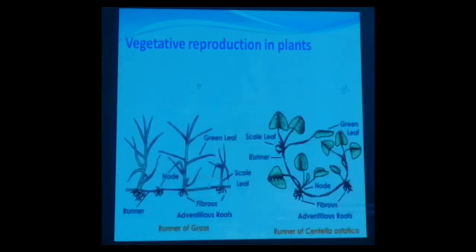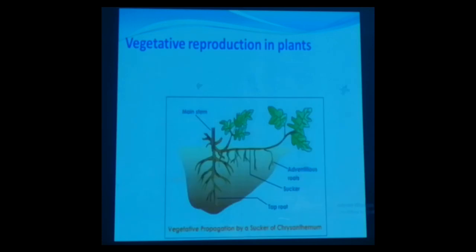Then you can come across another mode of vegetative propagation, the runner. In grass and also Centella asiatica, you can see the plant growing. This is the original plant which is growing. Next to that, it starts running. The stem part starts running, and a node is formed, and from the node fibrous adventitious roots grow below the soil layer, and green leaves also grow above the soil layer, and this is going to form a new individual as a runner. In grass also you can see this, and even in Centella asiatica, you can come across the same mode of vegetative reproduction.